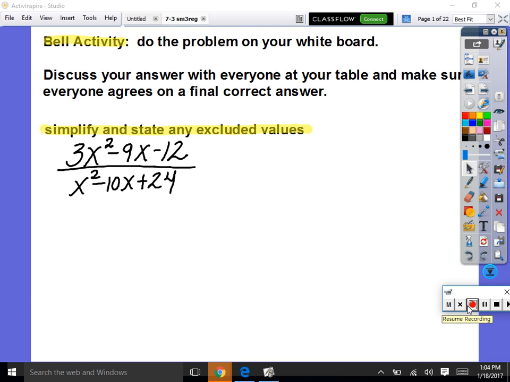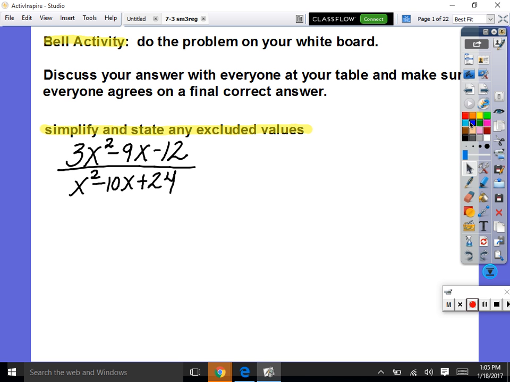So here we go. This is a problem from our final exam. It says simplify and state any excluded values. Simplifying means add, subtract, multiply, or divide. This one's division, so we have to be able to divide out exact factors. You guys were awesome.